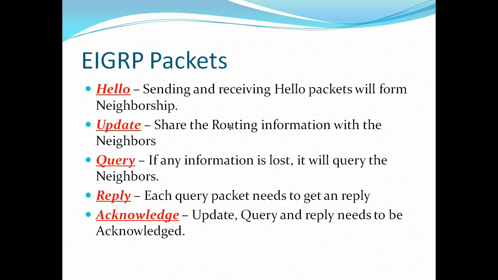Hello packet, it just sends a hello and receives a hello packet in order to form a neighborship. That is the EIGRP neighborship. Once a router sends a hello packet and the other router receives it and again sends a hello packet, they will form a neighborship. So this is why the hello packet is being used. Next is the update packet. Update is nothing but it will give its EIGRP information to the neighbor so that they can transmit a packet via the EIGRP protocol. So that's why the update packet is being used.